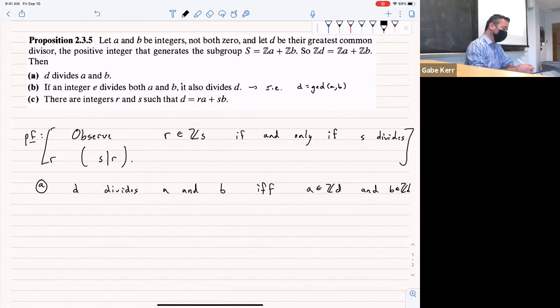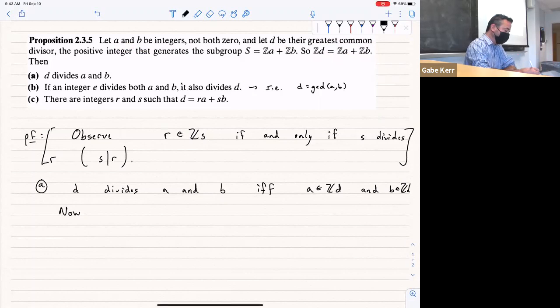Now, what are our assumptions here in the proposition? Well, we have two integers. They're not both 0. D is their greatest common divisor, which we'll see means this, but the way that Arden defines it is this: Z times D is equal to Z times A plus Z times B. So we're given this.